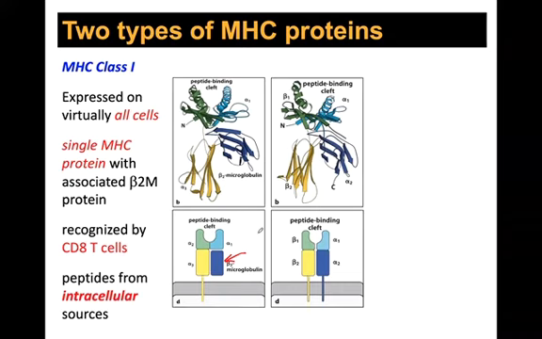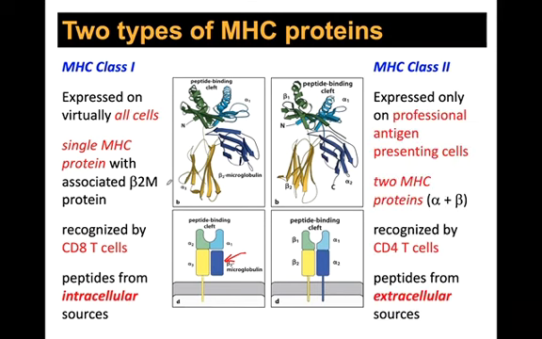Now, in general, MHC1 is recognized by CD8 T cells. And so it's important for T cell killing. And that's the main job of CD8 T cells. They don't have many other jobs. And so therefore it's going to present peptides from intracellular sources. Or another way of saying that is it's going to present peptides from the cytoplasm, indicating that cell is infected and needs to be killed.